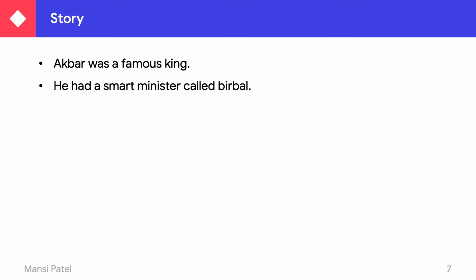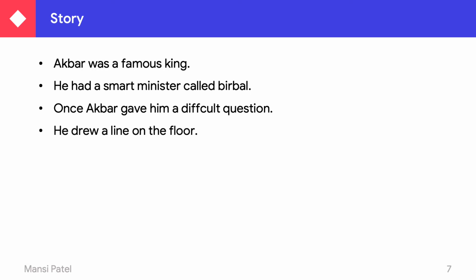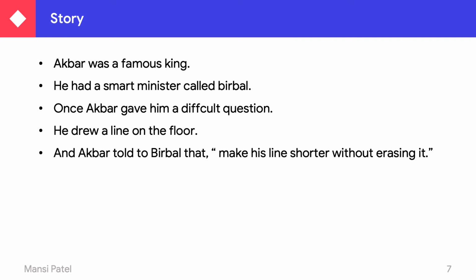Let us see some story. Akbar was a famous king, as you know already. He had a smart minister, and the name of that minister is Birbal. Once Akbar gave him a difficult question. He drew a line on the floor. And Akbar told Birbal to make this line shorter without erasing it.